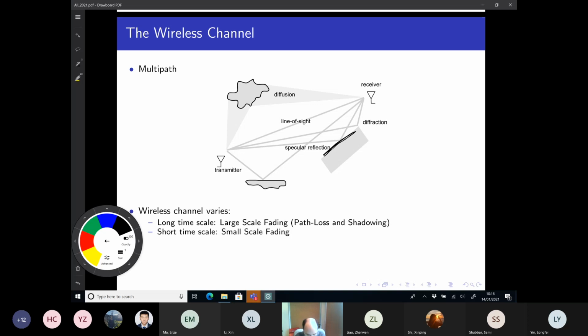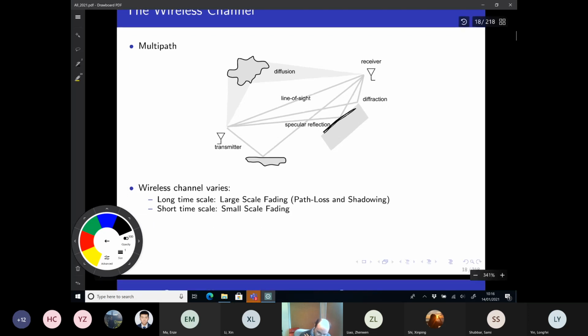That works relatively well. Now, the important thing is that, apart from those multipaths, the wireless channel changes over time and with different time scales. You have long time scales and short time scales. The long time scales come from what is called path loss and shadowing, and we will see the notion of path loss and shadowing in a minute, but it just means that it's something that will change over time, but relatively slowly.